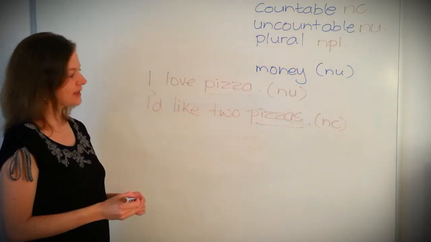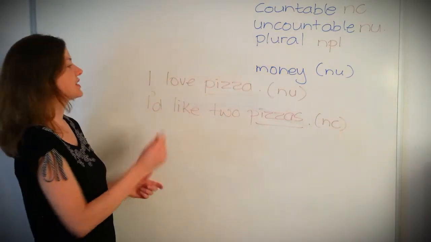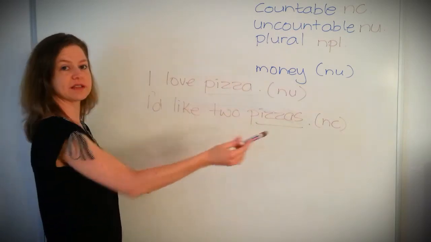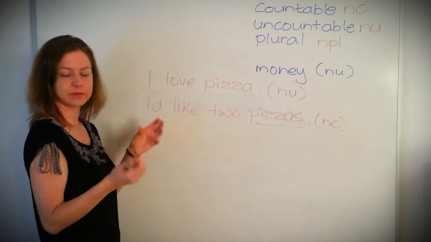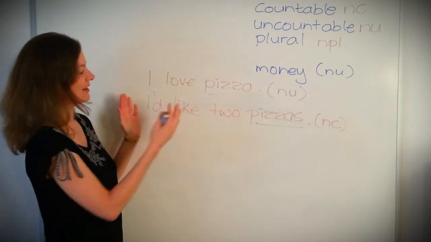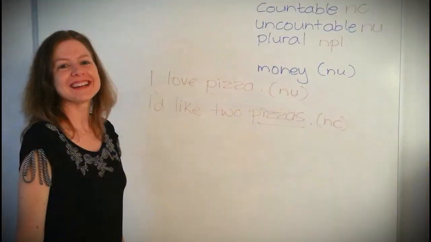Another noun that's like that is chicken. So you can say, I love chicken as a type of food, but I'd like 2 chickens if I want 2 whole birds, whether I'm going to eat them or not. If they might be living birds or dead birds, but 2 chickens. Alright, our time is up.